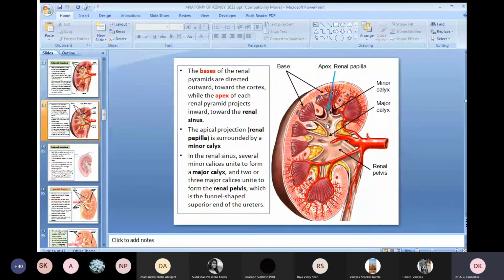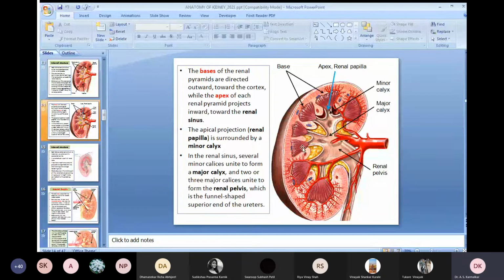The major calyces again unite to form the renal pelvis, which is situated in the renal sinus. And this renal pelvis, which is funnel shaped, will continue downwards as the ureter. So in this manner, whatever urine is formed will be carried to the urinary bladder.